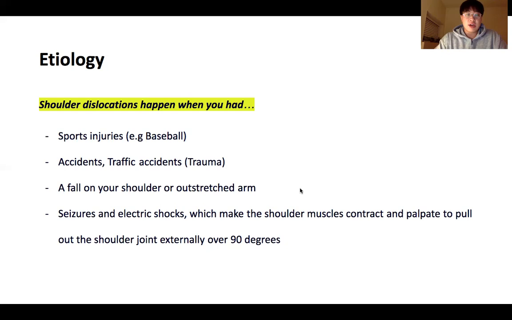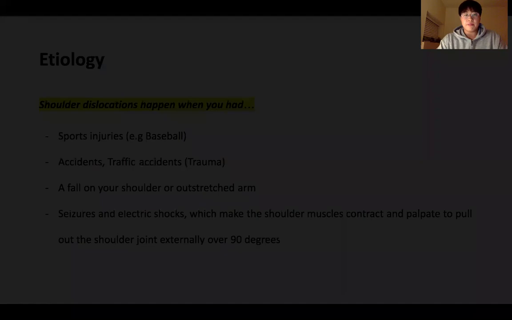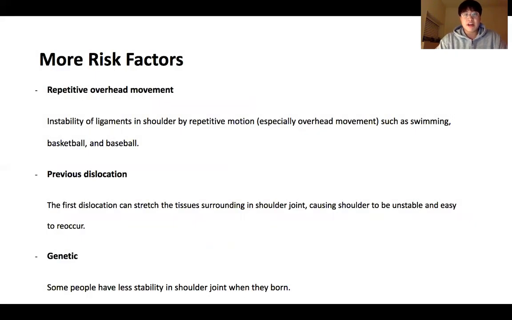Seizures and electric shocks make the shoulder muscles contract and pull the shoulder joint externally over 90 degrees. There are some more risk factors: repetitive overhead movements, and instability of ligaments in the shoulder from repetitive motion, especially overhead movements, such as swimming, basketball, and baseball.